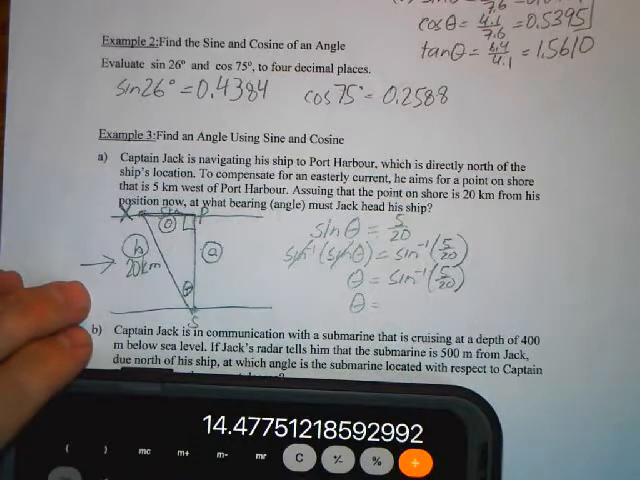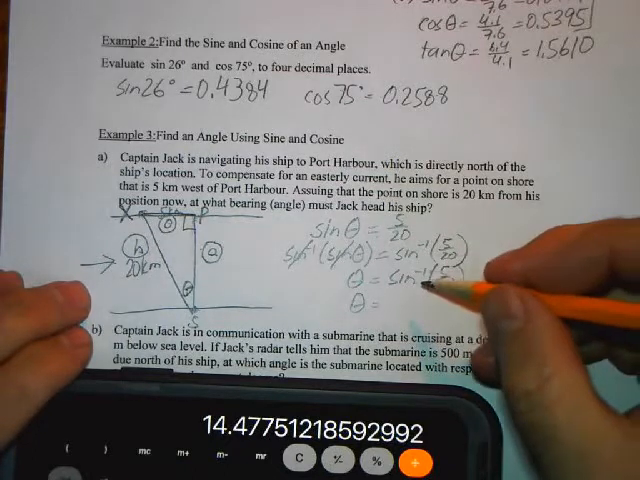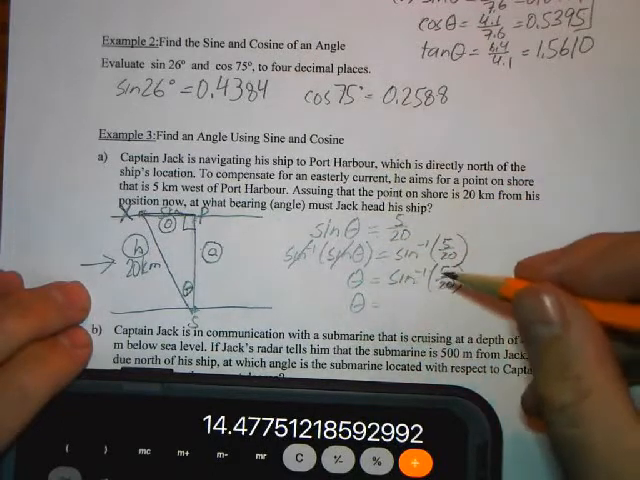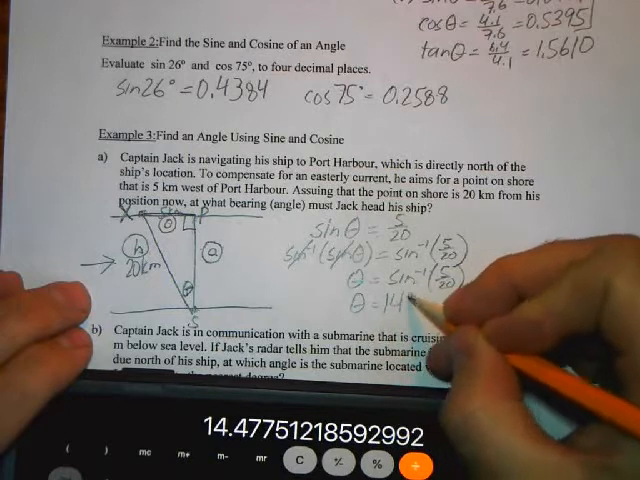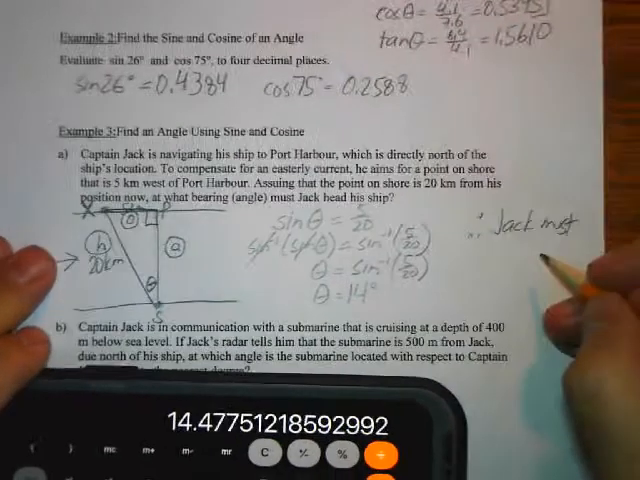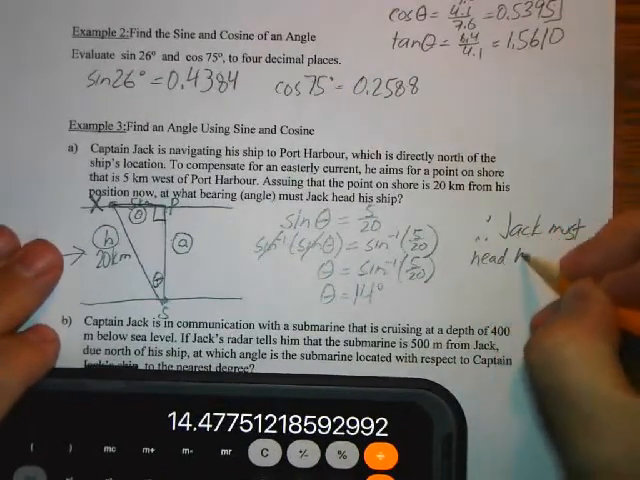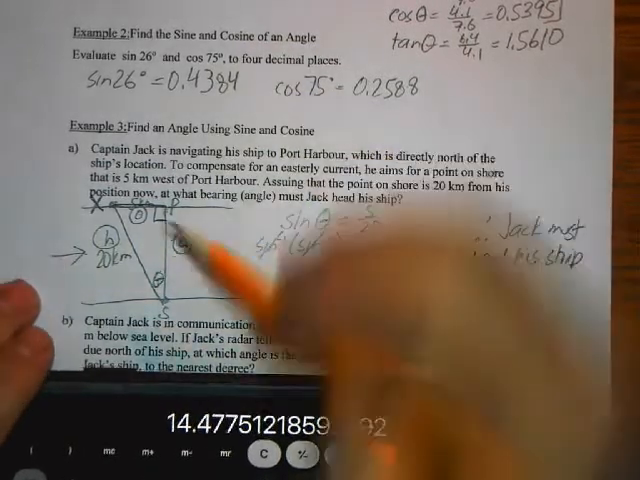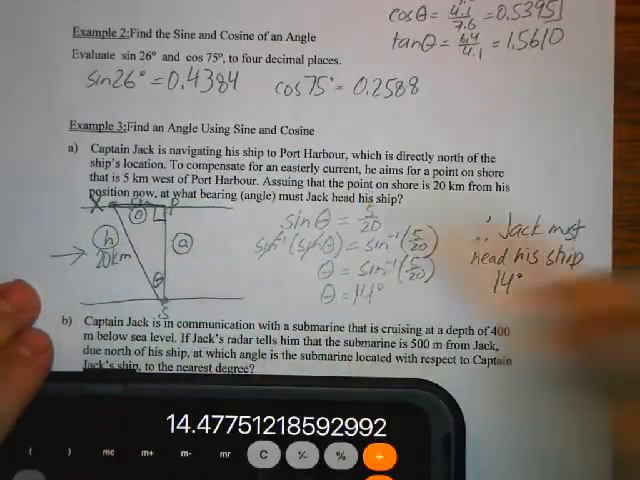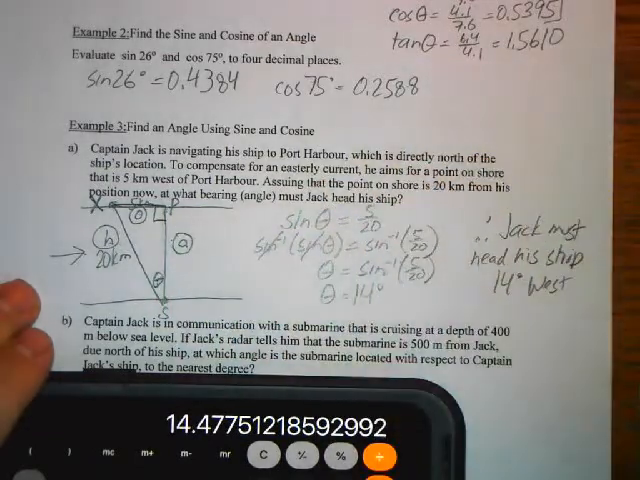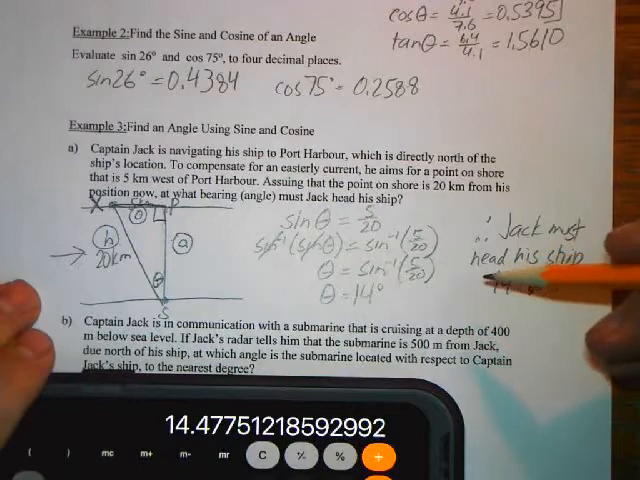14.477. 14.47, and they want it rounded to, well, I guess it doesn't say there, but usually for angles, we'll round to the nearest degree. So this would be 14 degrees. Okay, so therefore, Captain Jack must head his ship 14 degrees, and we could say he's aiming it towards the west. We already kind of knew that, 14 degrees west, because if he aimed at 14 degrees east, he'd be way off, because that's where the current is pushing him anyways.